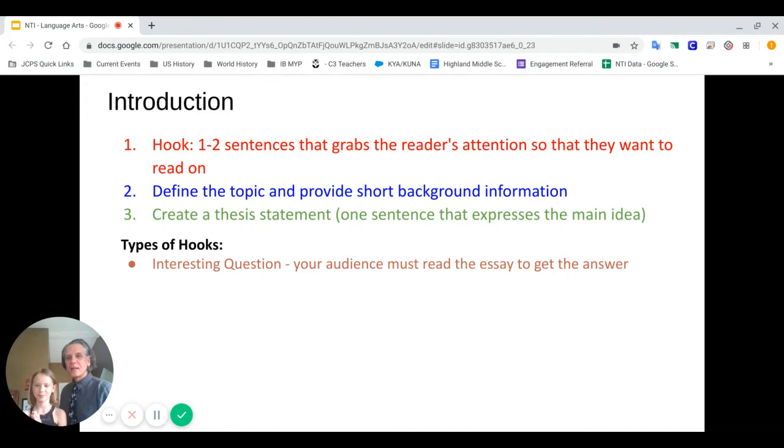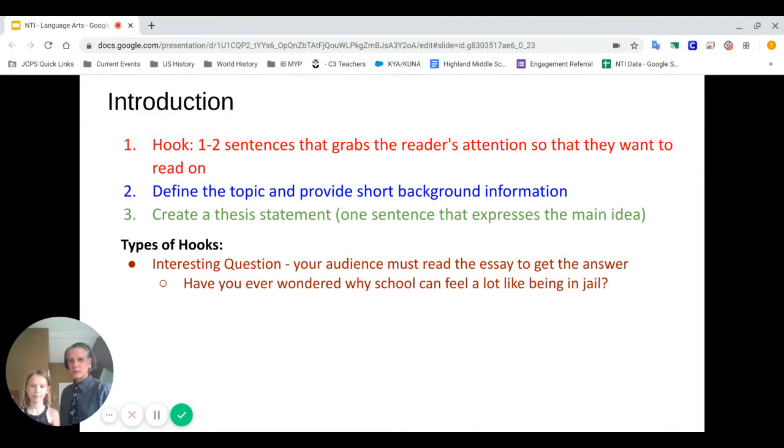All right. So you could have an interesting question. If you start off your paper with a question, your audience has to read to get the answer. What's our question? Have you ever wondered why school can feel a lot like being in jail? Now, if you felt that way before, you may want to read the rest of this essay to find out what the author thinks. Wait, this is an essay.